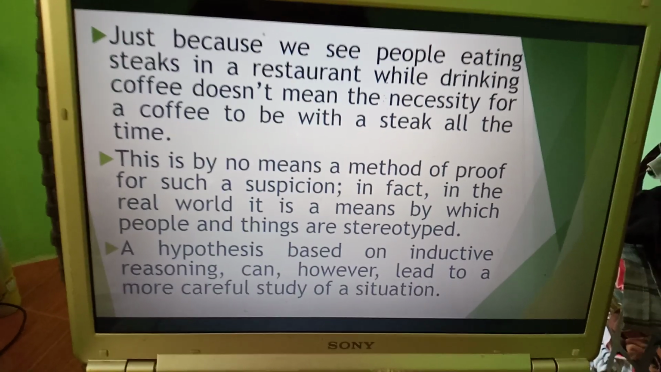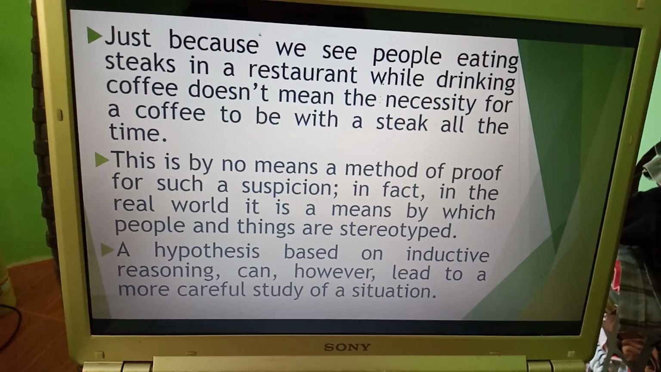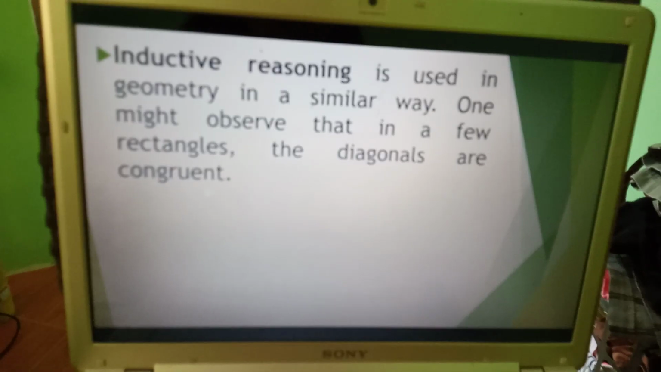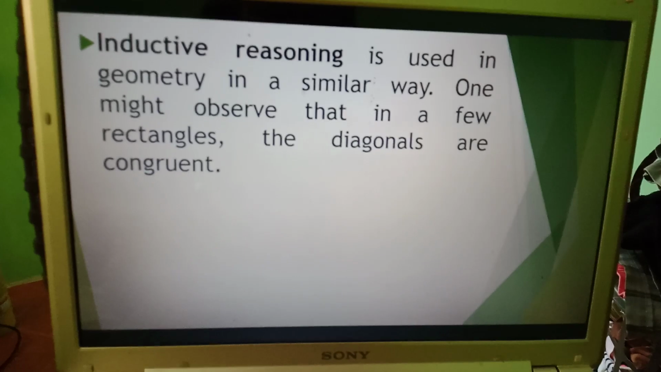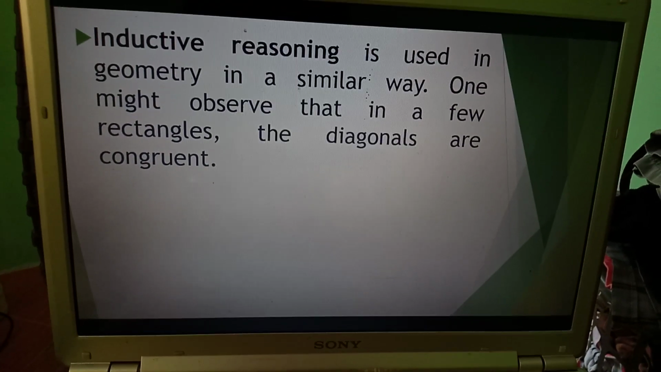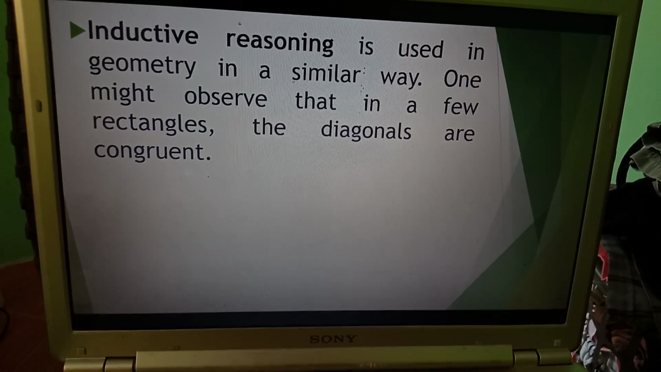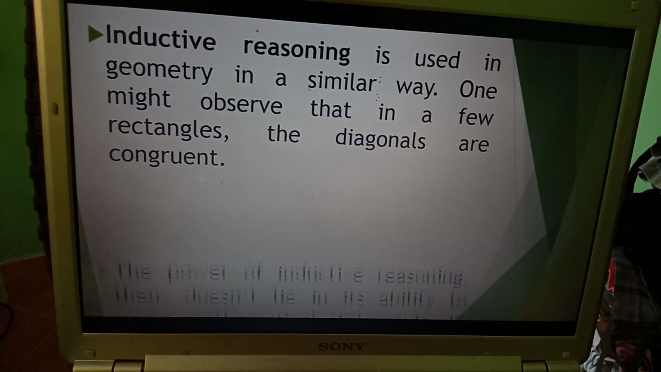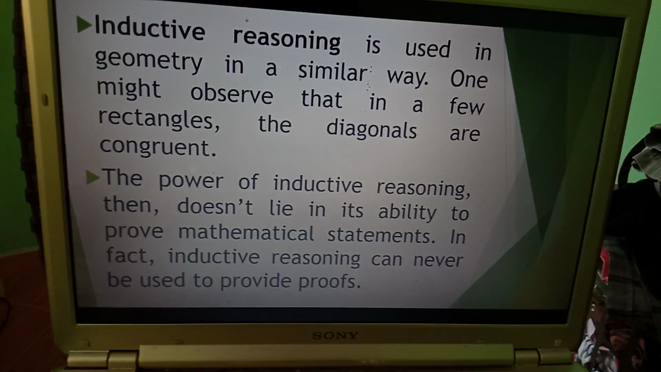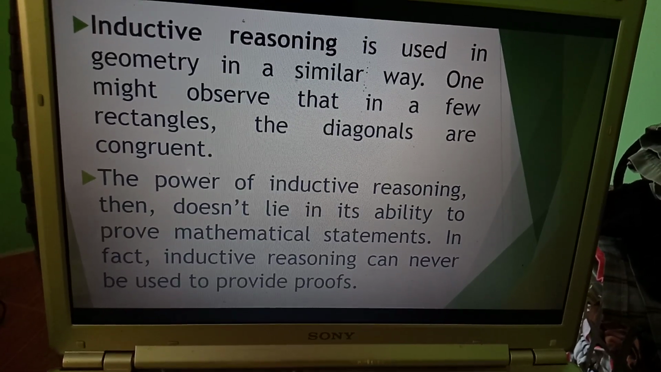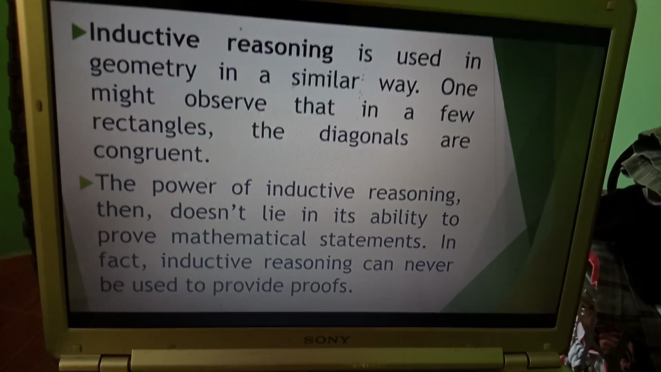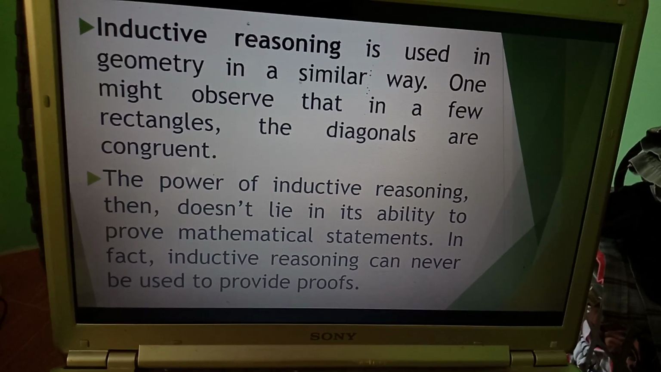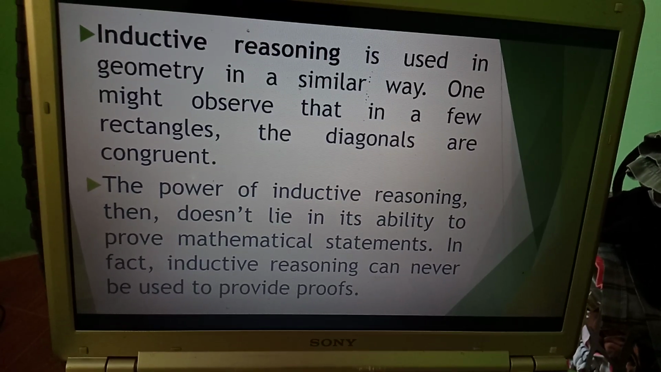Okay, so a hypothesis based on inductive reasoning can however lead to a more careful study of a situation. Kasi when we say inductive reasoning, it is used in geometry in a similar way. One might observe that a few rectangles have diagonals that are congruent. Okay. So the power of inductive reasoning then doesn't lie in its ability to prove mathematical statements. In fact, inductive reasoning can never be used to provide proofs. Yun nga sabi ko, it can never be used to give proof or to prove something.